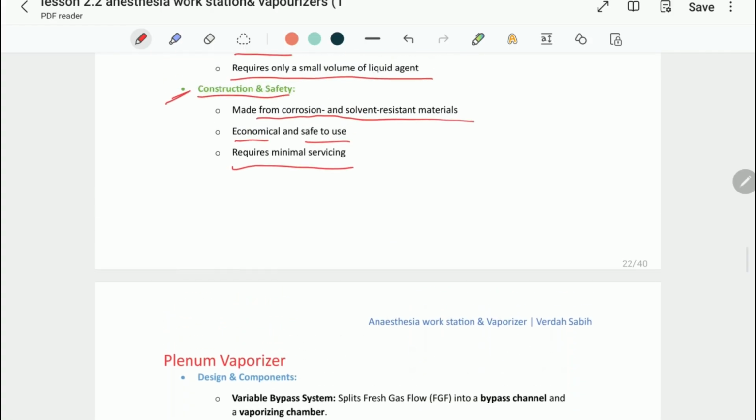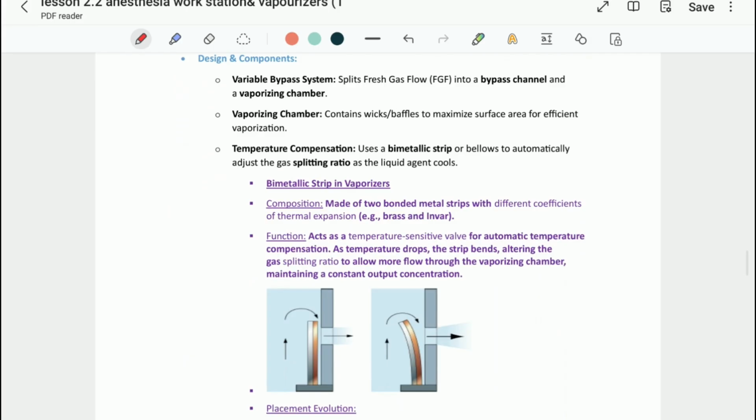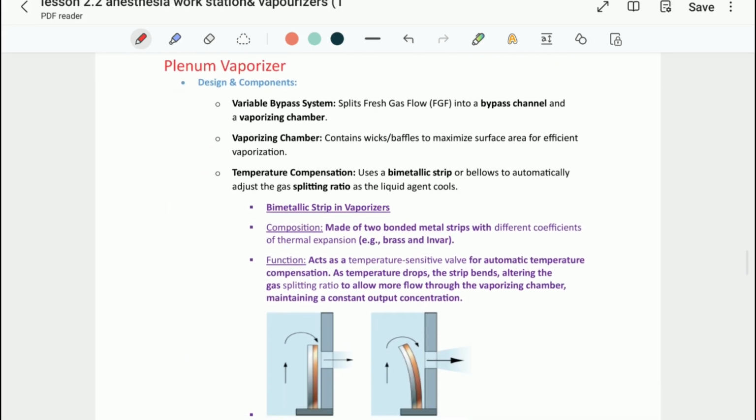Now let's discuss all the vaporizers one by one, and their physics and design components. The most common vaporizer in use today is the plenum vaporizer. It is a variable bypass system that splits the fresh gas flow into a bypass channel and a vaporizing channel. The vaporizing chamber contains wicks or baffles to maximize the surface area for efficient vaporizing.